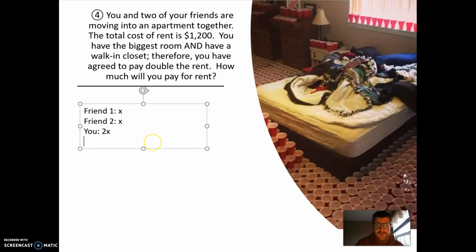All right. So now if we're talking about total cost, we have friend 1 who's X, plus friend 2, who's X, plus you, who's 2X, right? That's our expression. And we know that this total needs to add up to $1,200. So this needs to equal $1,200.